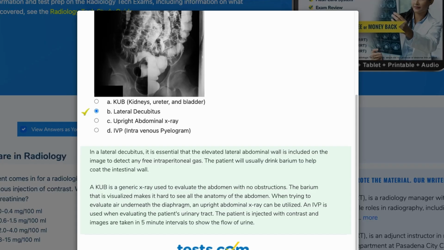The patient will usually drink barium to help coat the intestinal wall. A KUB is a generic X-ray used to evaluate the abdomen with no obstructions. The barium that is visualized makes it hard to see all the anatomy of the abdomen. When trying to evaluate air underneath the diaphragm, an upright abdominal X-ray can be utilized. An IVP is used when evaluating the patient's urinary tract. The patient is injected with contrast, and images are taken in 5-minute intervals to show the flow of urine.